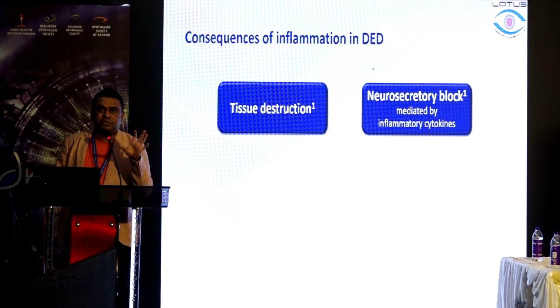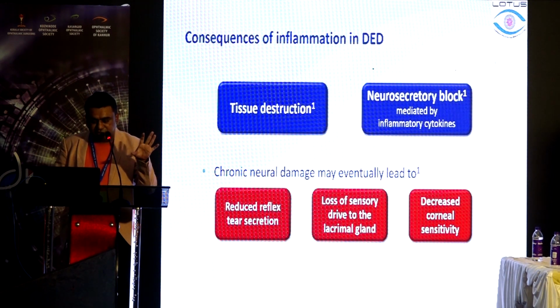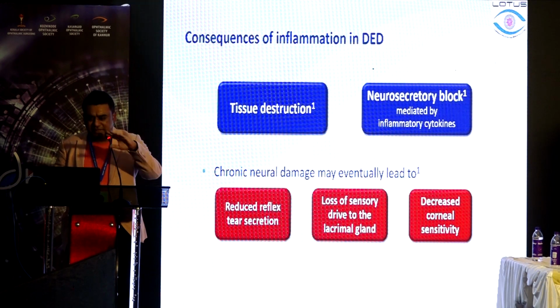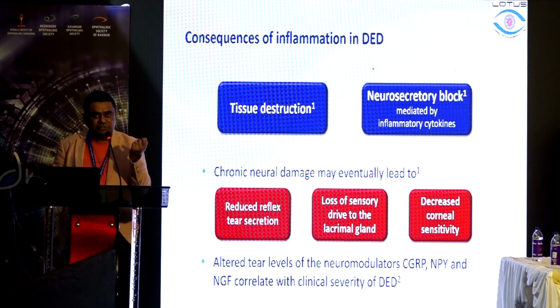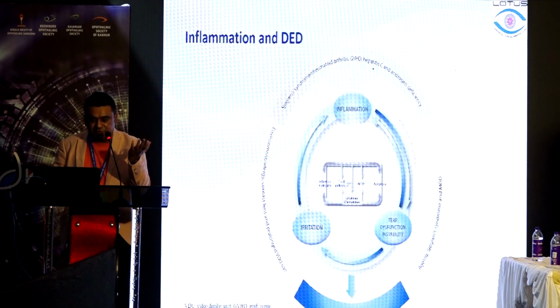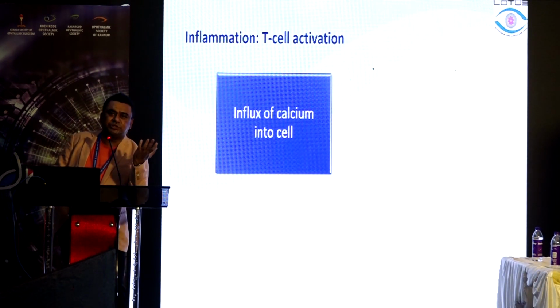start getting tissue destruction or a neurosecretory block. All these episodes of neurosecretory block in turn lead to reduced reflex secretion, the drive to the lacrimal gland is completely reduced, and all this happens because of the release of mediators or chemical mediators. We are able to assess these levels, which clinically correlate with the severity of the dry eye disease. And this is a T cell mediated damage.